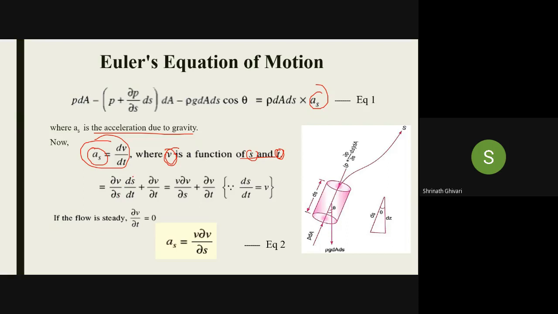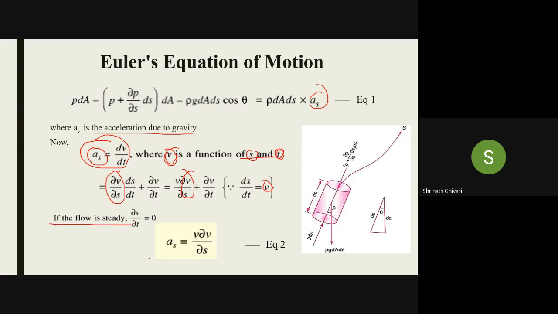∂v/∂s into ds/dt, plus ∂v/∂t. The ∂v/∂s remains as it is, but what is ds/dt? It is v. So a_s = v ∂v/∂s + ∂v/∂t. Now, what if we consider the flow to be steady?